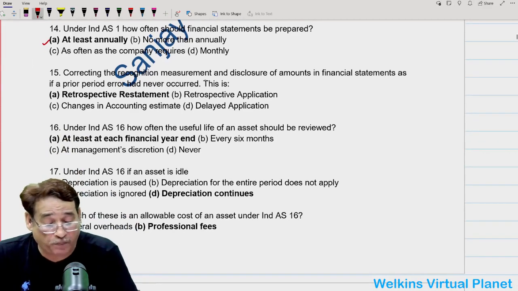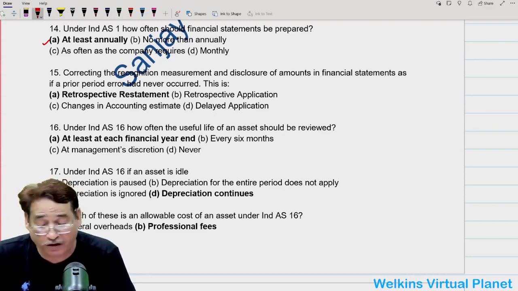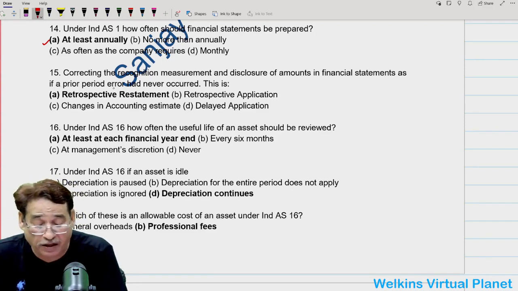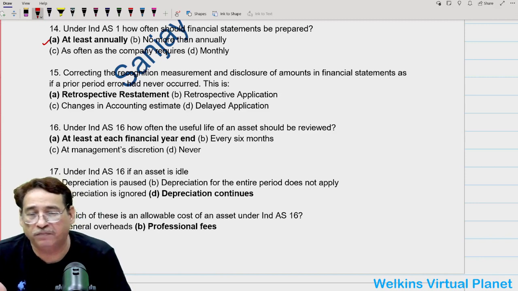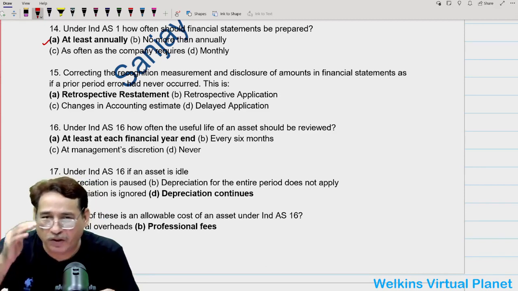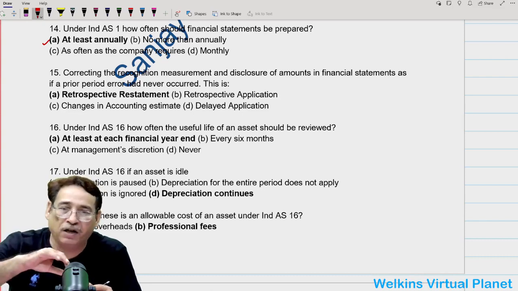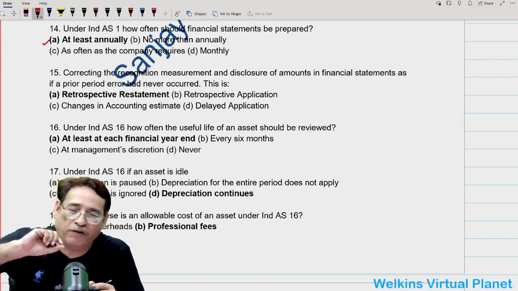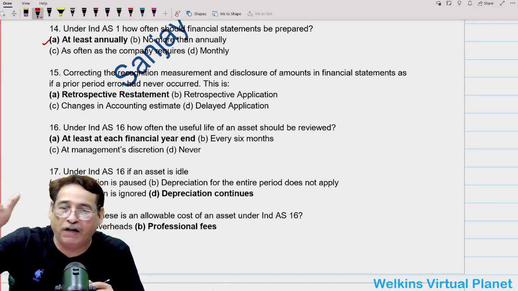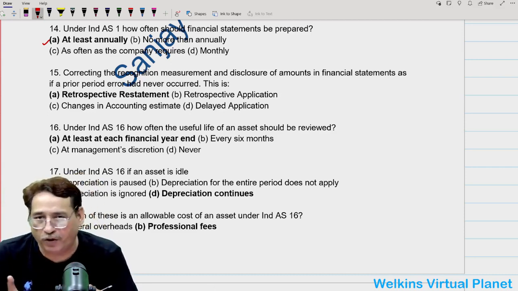Correcting the recognition, measurement and disclosure of amounts in the financial statement as if a prior period item had never occurred. So when we correct a prior period item, that means some mistake, some error had taken place in the earlier years, and we are rectifying it retrospectively. Retrospectively means right from the point of time when that particular error had occurred. Suppose an error had taken place 4 years back and it is detected in the current year. Of course, it will be known as a prior period item.